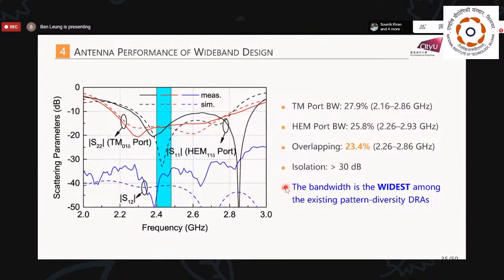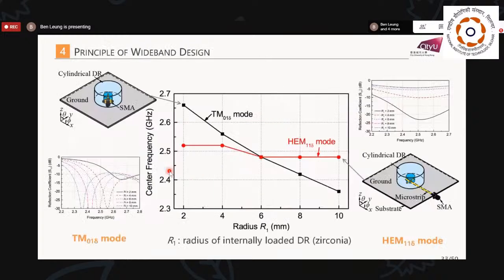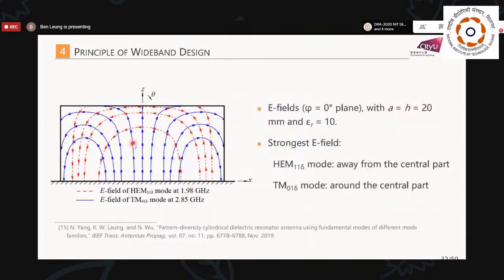Now this is the measured and simulated result. We have the TM mode result and HEM mode result. And the isolation between them is very good. For the band we are concerned with, about the 2.4 wireless LAN band, it is lower than minus 34 dB.